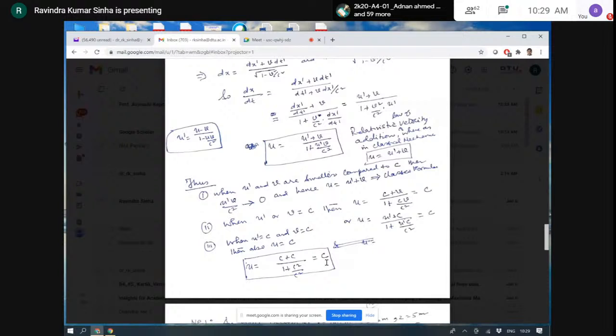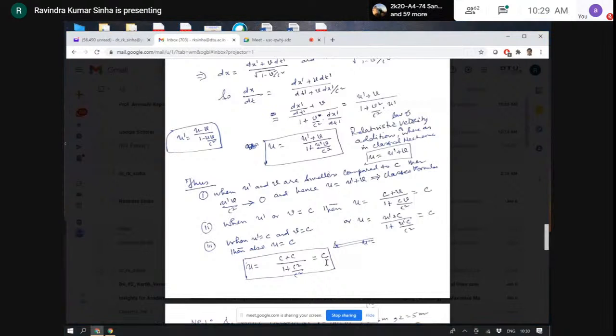Is it interesting? Yes, sir. And this is what I said two or three classes back, that after two or three classes I would prove that c plus c, which you could have recorded as 2c using the Galilean transformation, will be recorded as c using the Lorentz transformation.